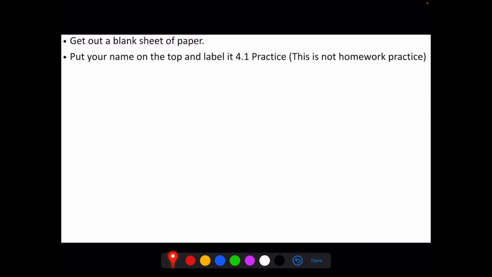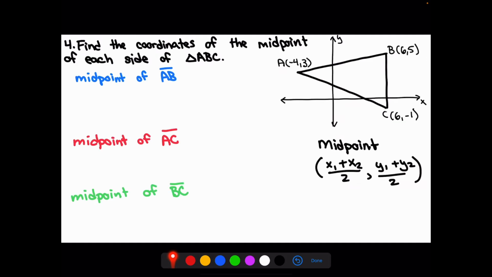All right, next up. From here, we're just going to go ahead and do some practice. So, find the coordinates of the midpoint of each side of triangle ABC. Now, if you don't recall, we have the midpoint formula right down here. It's just we're going to take the average of our x values, and then we're going to take the average of our y values. And our answer will be written as a point.